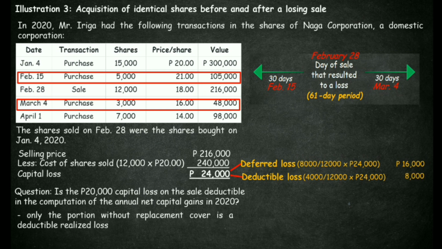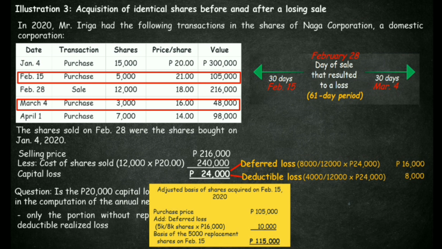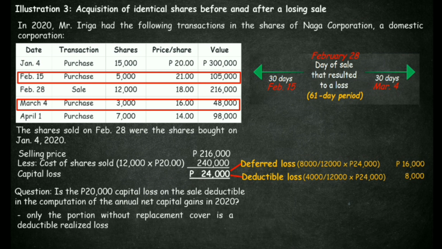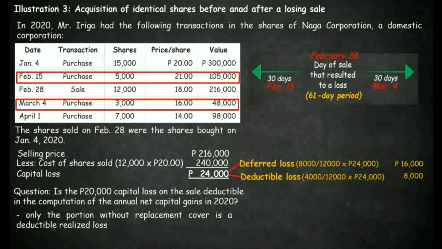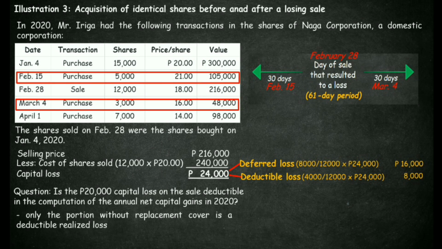And then, if we're going to total these two, that will be equal to 24,000 pesos. Etong 16,000 pesos deferred loss, this will be added to the purchase price of the replacement shares. And since dalawa yung replacement shares natin, we have February 15 and on March 4.